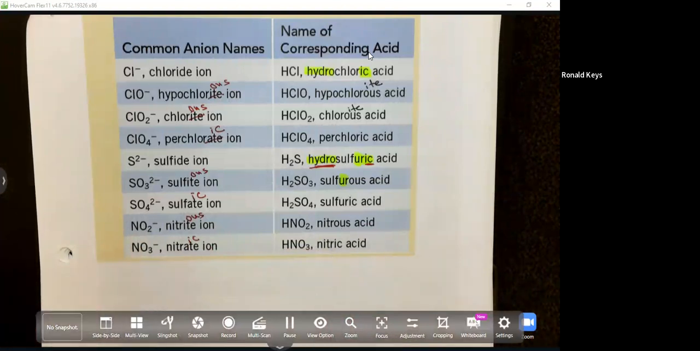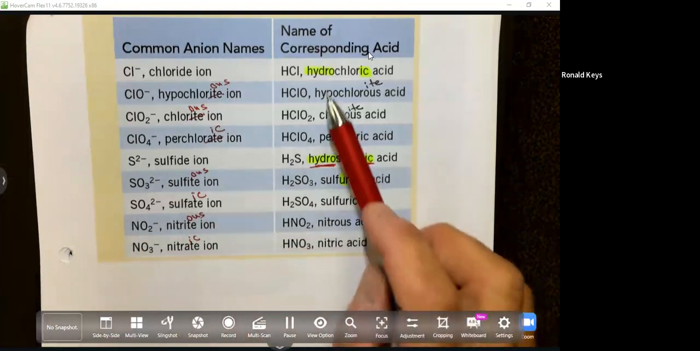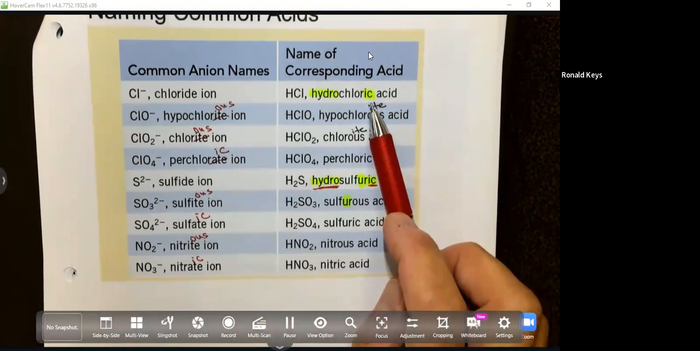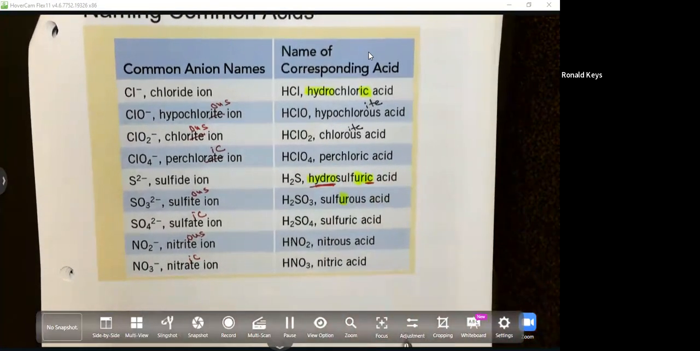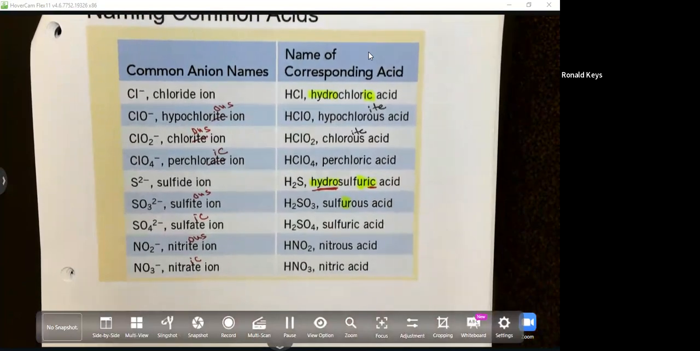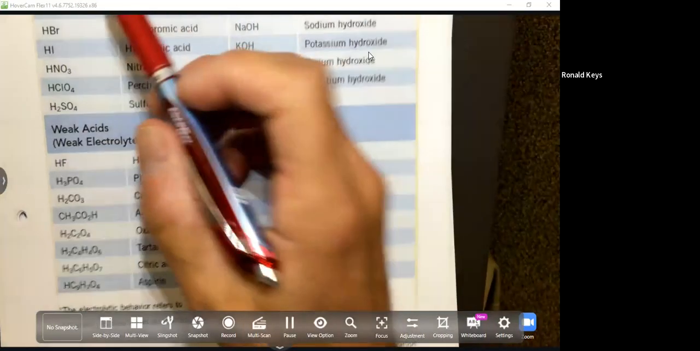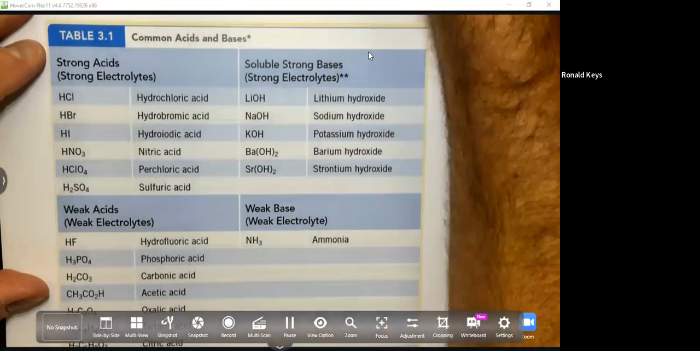So ate to ic, ite to ous, and if it does not have any oxide, we know that it is going to start with hydro and end in ic. But we did quite a bit of this previously, right? That still makes sense. Okay. Now, here's table 3.1 from your textbook.